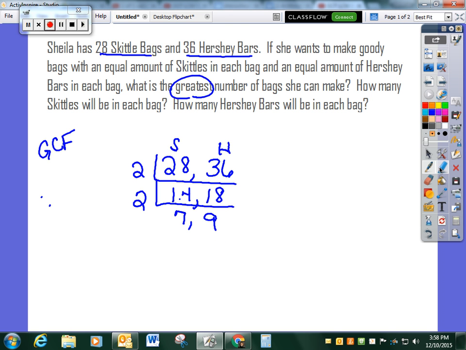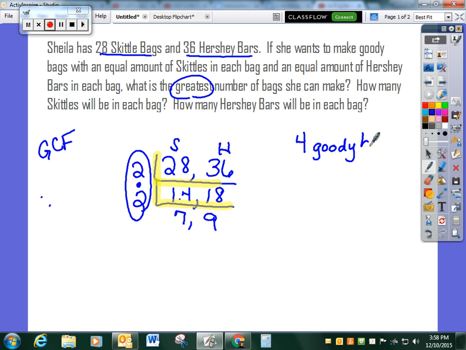So GCF, since this looks like an upside down F, I know that to calculate the greatest common factor, I use the factors on the side multiplied together. So 2 times 2 is 4. 4 is the greatest amount of goodie bags that Sheila can make.